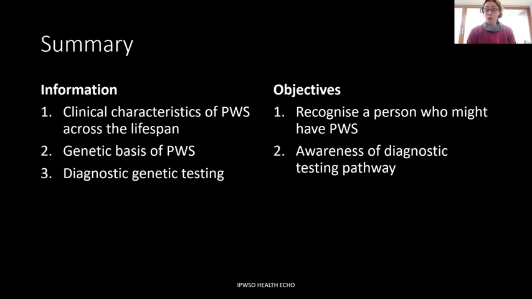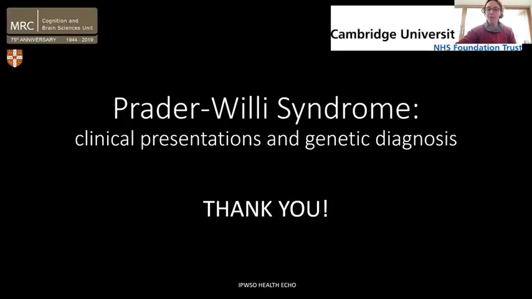So I've provided you with a set of information so that we all have shared knowledge about the lifespan clinical characteristics of PWS. I've explained the genetic basis for PWS, and I've raced through the steps of diagnostic genetic testing. I hope you understand why step 1 is the most important, and steps 2, 3, and 4 are important for genetic counselling about recurrence risk. I know those tests will not be available to all patients. I hope you can now recognise a person who may have PWS at any point in the lifespan and think about how to initiate the diagnostic testing pathway for them. Thank you very much.